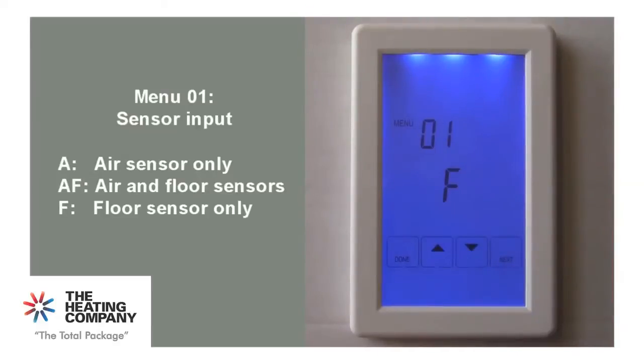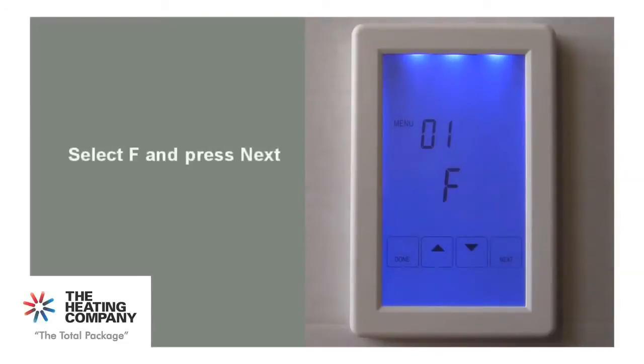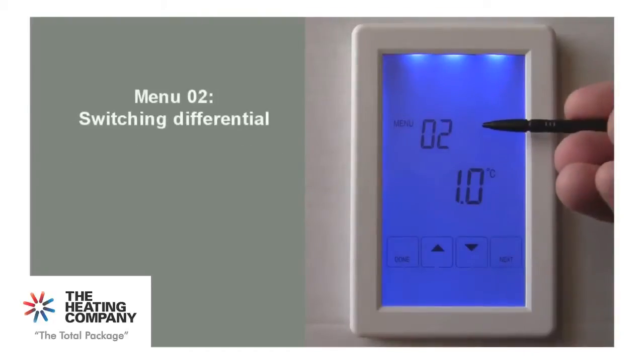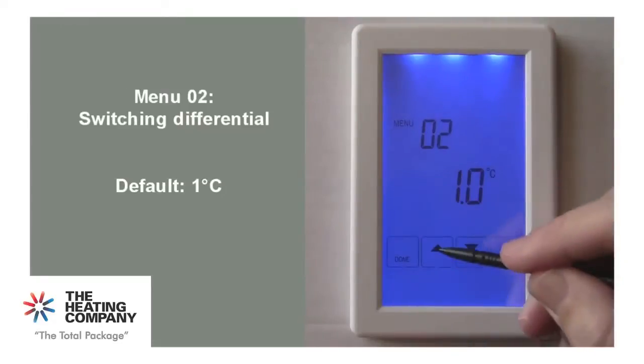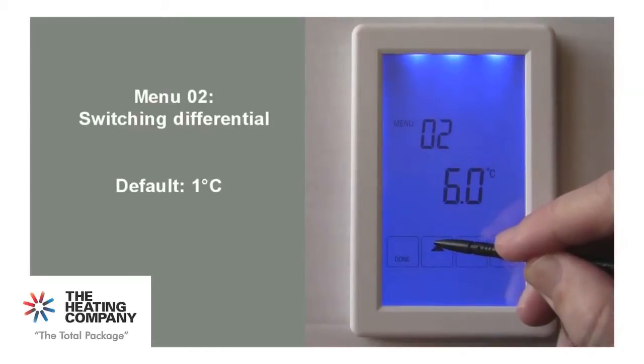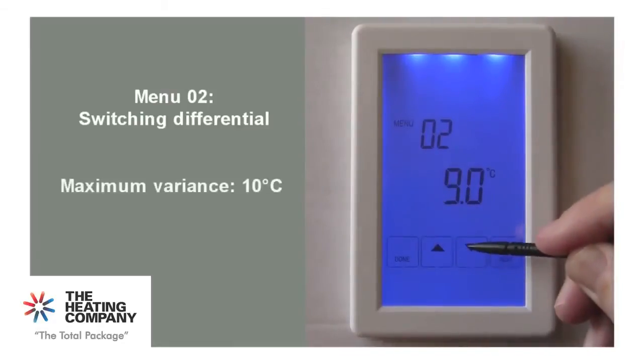In this case, select F and press Next to move to the next menu. Menu 2 is the unit's switching variance, which is set by default at 1 degree. This determines how often you want your unit switching on and off when maintaining the floor temperature. When set at 1 degree, it means the elements will switch on when the floor temperature falls half a degree below the desired temperature and turn off when it gets half a degree over your desired temperature.